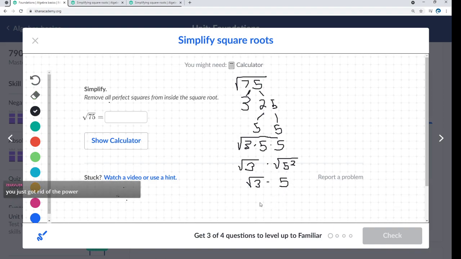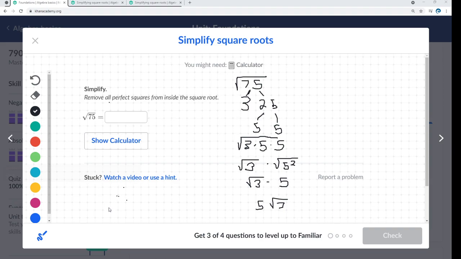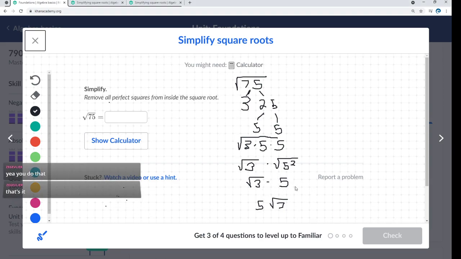So then do I switch it? Does this become 5 squared 3? I don't think you can do that. I don't think that works that way, bro.